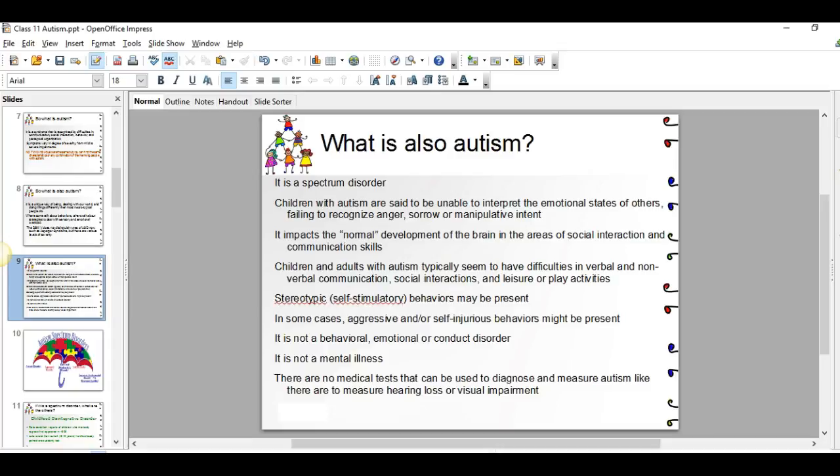Autism is not a behavior, emotional, or conduct disorder. It is also not a mental illness. And there are no medical tests that can be used to diagnose and measure autism, like there are to measure hearing loss or visual impairment.